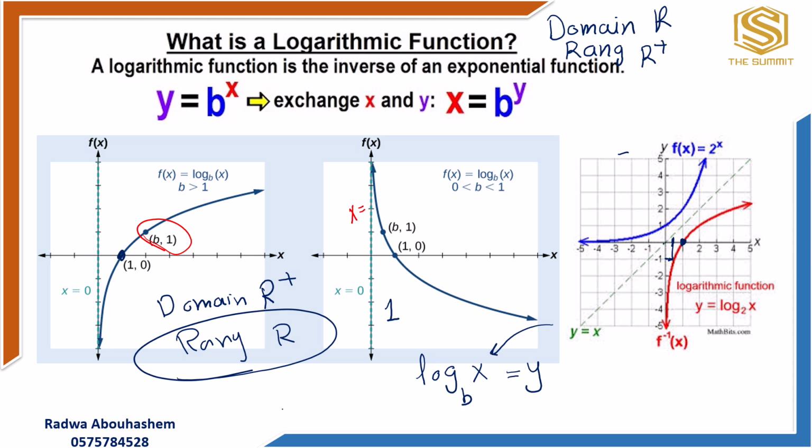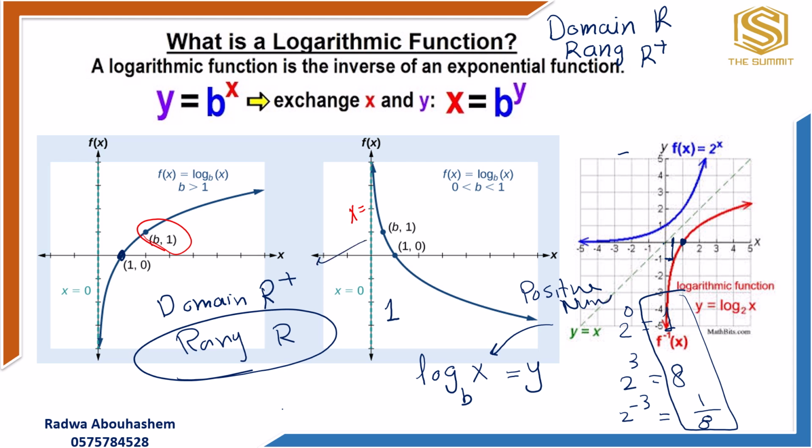Okay, if I'm giving you 2 power 3, it gives you 8. If I'm giving you 2 power negative 3, it gives you 1 over 8. If I give you 2 power 0, it gives you 1. No matter what power I'm asking you to raise, the answer all the time would be a positive number, and we're taking the log for the value. So this means that the x should only be a positive number. So the domain is R positive.